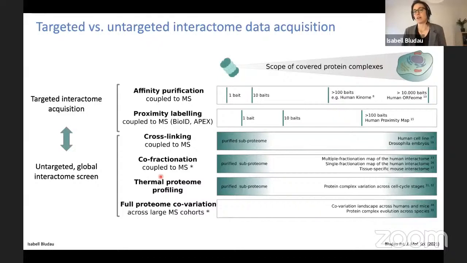But if you have a context or a project like the BioPlex effort, then you have thousands of baits, and this gets very tricky, and you need to have very specific analysis workflows to handle this. I hope this kind of answered the question.